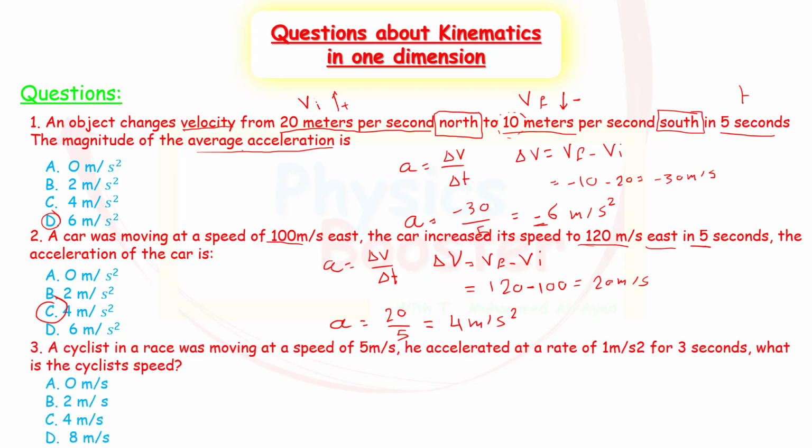Another quick question. A cyclist in a race was moving at a speed of 5 meters per second. He accelerated at a rate of 1 meter per second squared for 3 seconds. What is the cyclist's speed right now? So this time he's not asking about the acceleration. He's asking about the speed. Okay, I know that acceleration is delta V divided by delta T. This time I have the acceleration. It's equal to 1 meter per second squared.